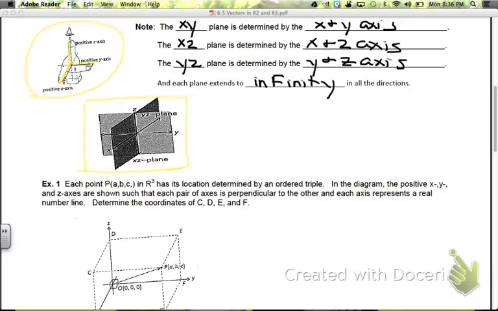So in our first example here, each point P, A, B, C in R3 has its location determined by an ordered triple. In the diagram, the positive X, Y, and Z axes are shown such that each pair of axes is perpendicular to the other, and each axis represents a real number line. We want to determine the coordinates of C, D, E, and F. So how can we do that? Well, let's go ahead and show you.